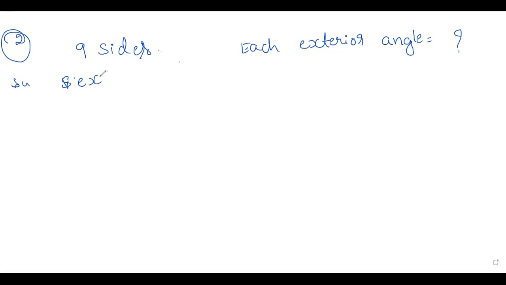Each exterior angle is equal to the sum of all the exterior angles, which is 360 degree, divided by 9, right children? If you divide 360 by 9, you will get 40 degree, right?